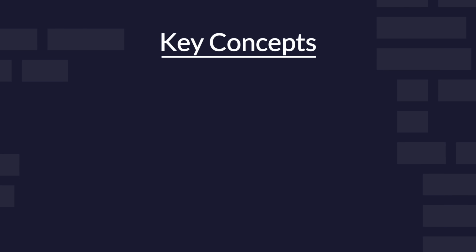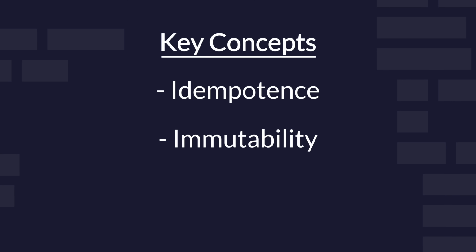The first is idempotence. This means the ability to run the same code multiple times without changing the result after the first run. The next concept is immutability. Infrastructure components are never modified after they're deployed. If changes are needed, new infrastructure is provisioned, and old ones are discarded.